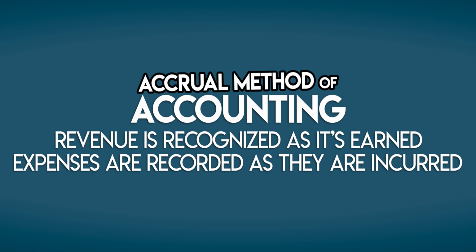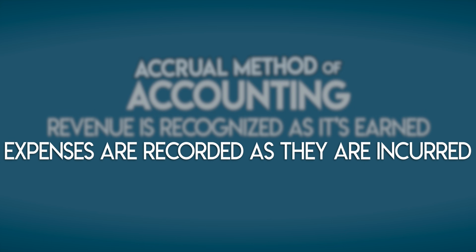In accrual accounting, revenue is recognized as it's earned, and expenses are recorded as they are incurred. With depreciation, we're particularly interested in this second line. Expenses are recorded as they are incurred. What does this mean for fixed assets like your oven?